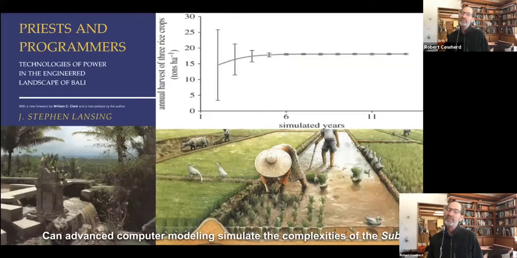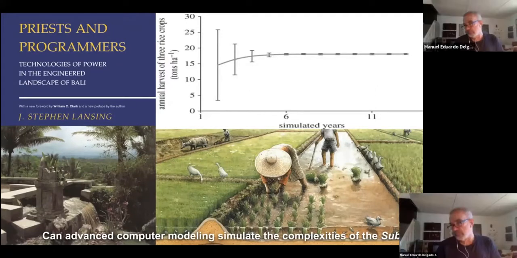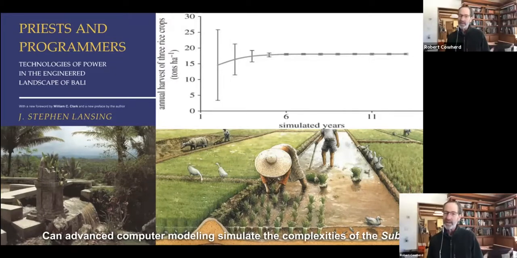And an interesting thing happened, and interesting is a polite way to put it, a terrifying thing happened in Bali. After 1 or 2 or 3 years of success, suddenly the rice yields faltered. And it was disappointing, but not catastrophic.